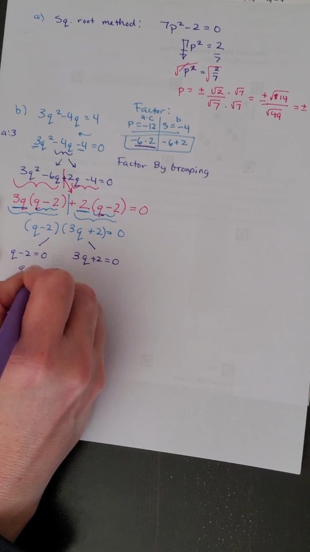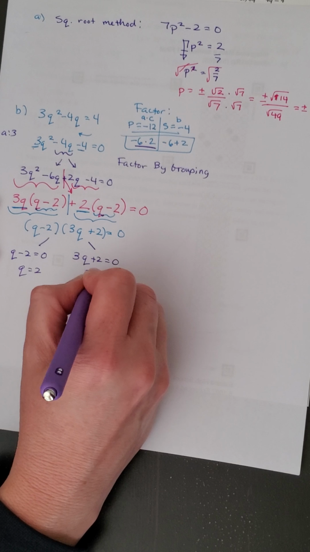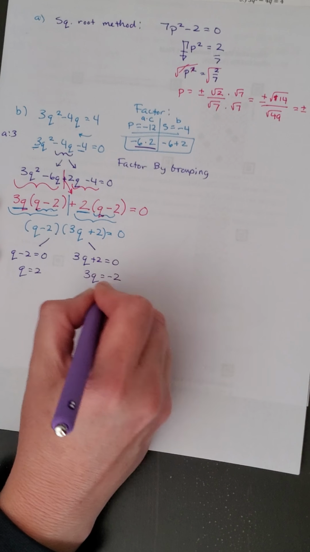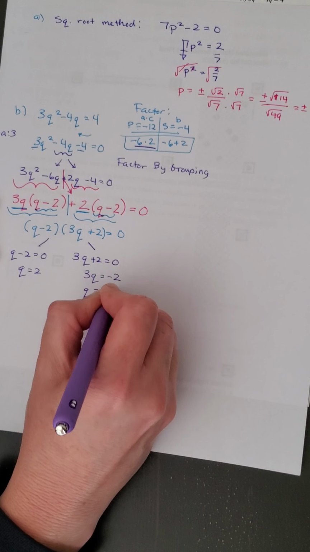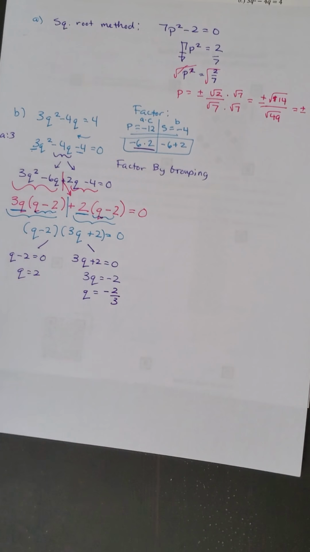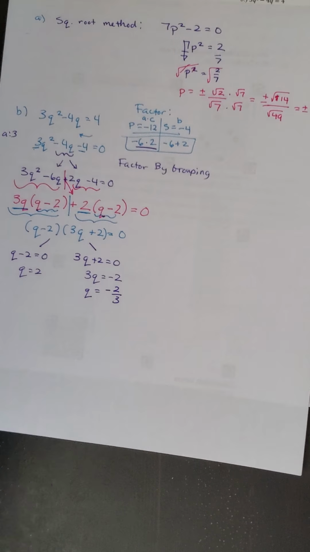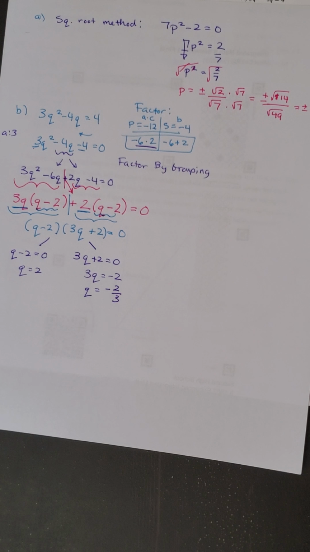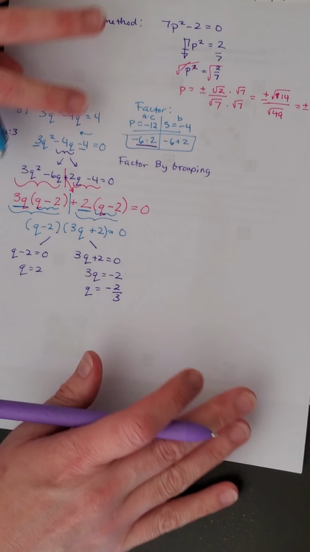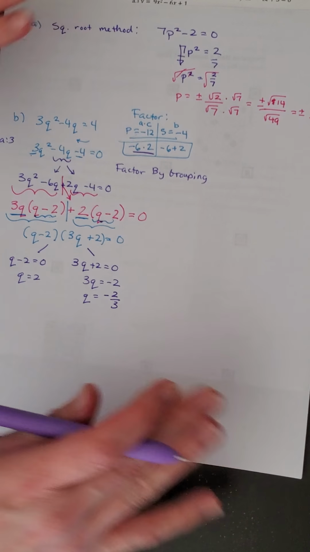q equals 2, add 2 to both sides. 3q equals negative 2, divide by 3, q equals negative 2 over 3. Now, if I substitute these values back, they should both work. And if they don't, I've done something wrong. All right, let's look at the next one.